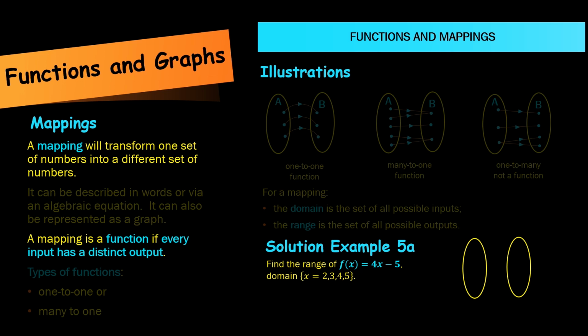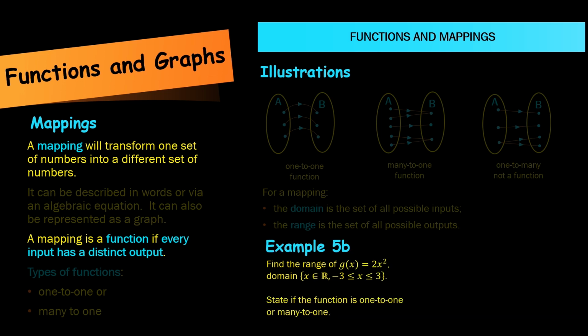So let's see where each of these values map onto. 2 maps to 3 because 4 times 2 minus 5 is equal to 3. 3 maps to 7 because 4 times 3 minus 5 is 7. The value 4 maps to 11, and the value 5 maps to 15. Therefore, the range of f of x is 3, 7, 11, and 15. And of course, f of x is 1 to 1.